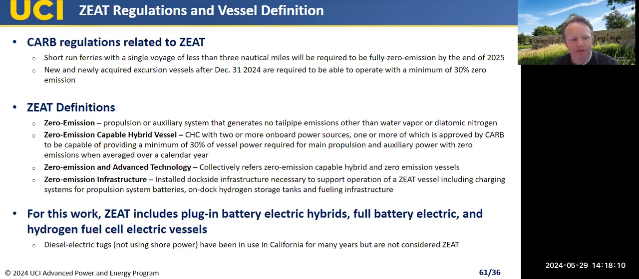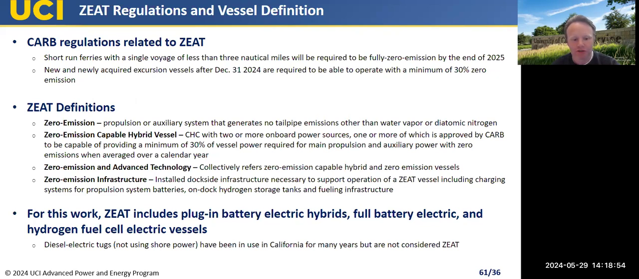Very quickly, the definitions for this have a pretty diverse potential and technological makeup, but zero emission refers to propulsion or auxiliary systems that generate no tailpipe emissions. Practically, that means fully battery electric vessels and hydrogen fuel cell electric vessels. Zero emission capable hybrid vessels are hovercraft with 2 or more onboard power sources, one of which is zero emission and one of which is not, like a diesel genset. But overall, the vessel needs to operate in zero emission mode 30% of the time averaged over the calendar year. So practically that's a plug-in hybrid, either a battery electric with a diesel engine or a hydrogen fuel cell with a diesel engine as well.